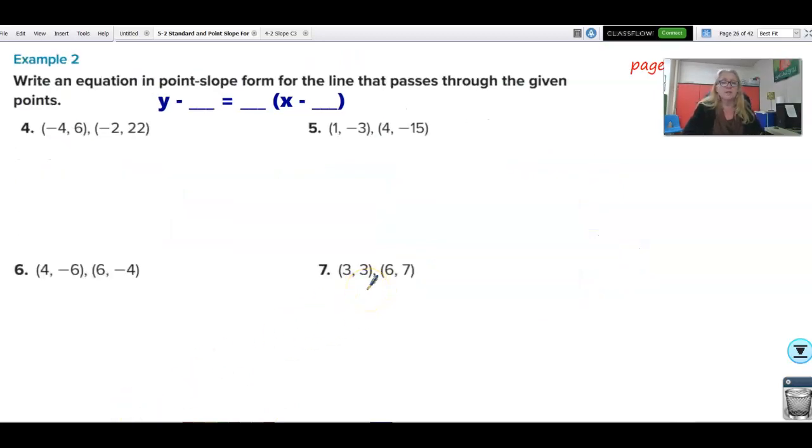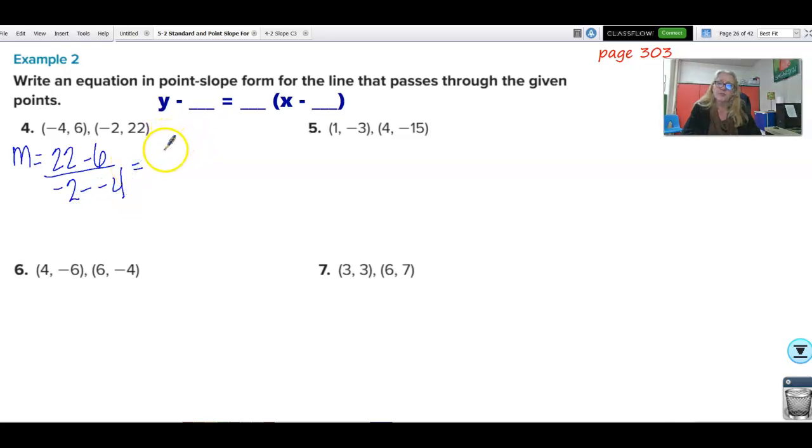Okay. They want you to do the same thing. They want you to write an equation in point slope form. But in this case, they're giving you 2 points, which means you have to do a little extra work because you have to find your own slope. They're not giving you slope. Remember, when we find slope, we do second y minus the first y over second x minus the first x. 22 minus 6 is 16. Keep, change, which gives us a positive 2, which gives us a slope of 8.